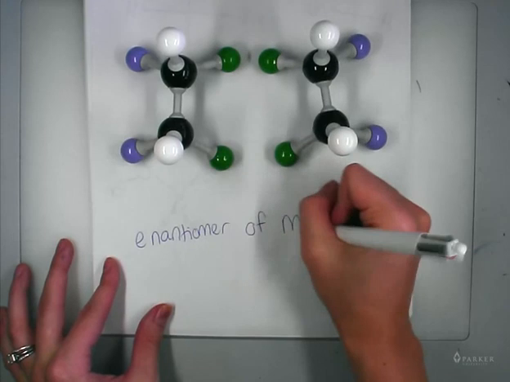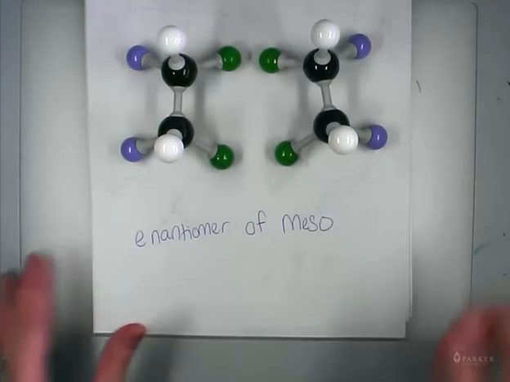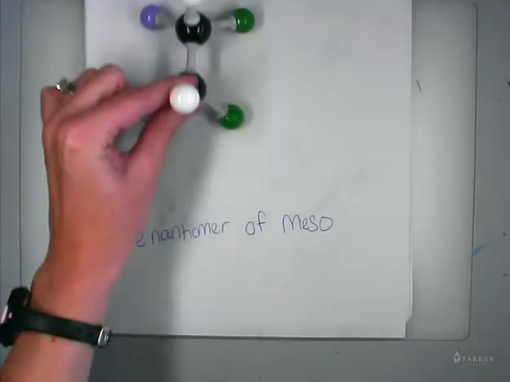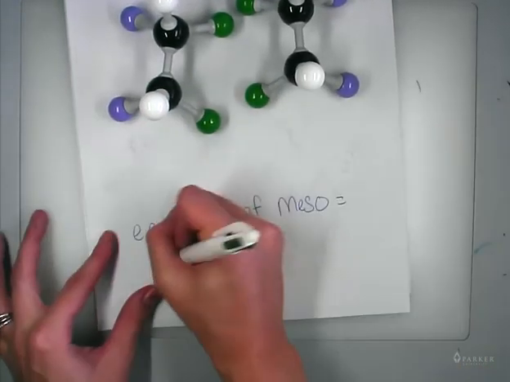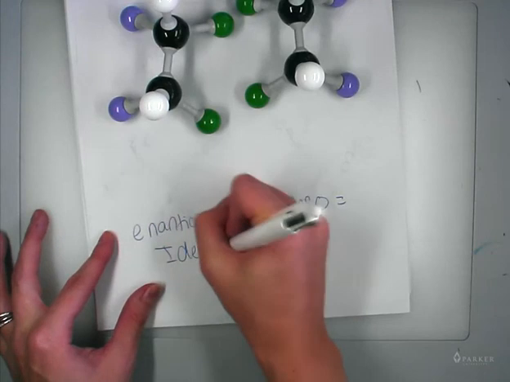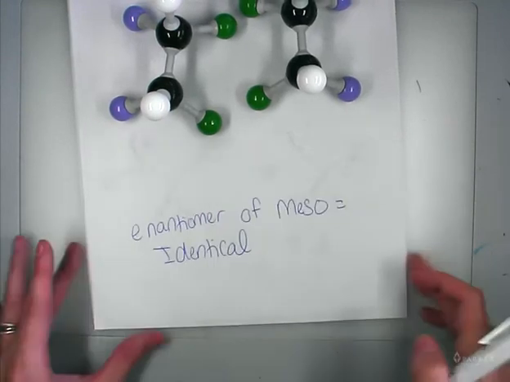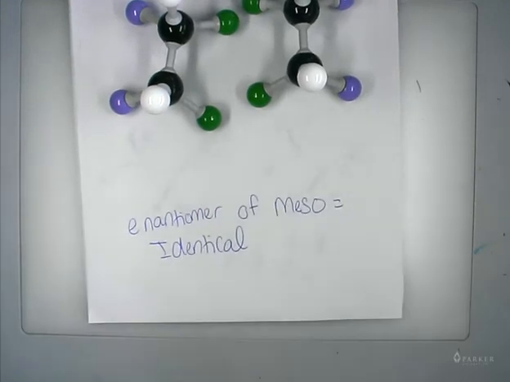So an enantiomer of a meso compound. The original is meso. You take the mirror image of that, equals identical. No, it's not even called an enantiomer. It's actually just identical, same compound.